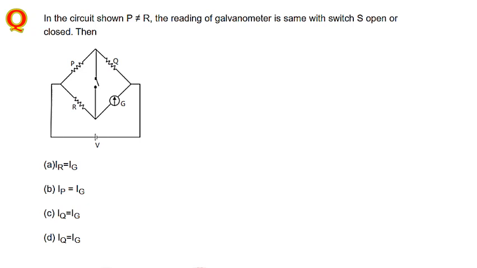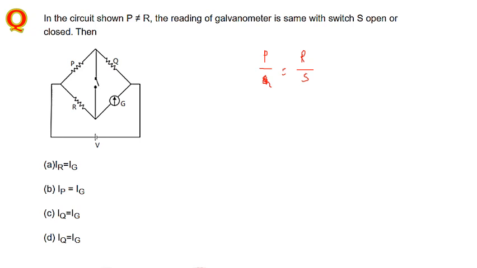In the Wheatstone bridge, what's the formula? P by Q will be equal to R divided by S. So in this case, only if the Wheatstone bridge is balanced, under that condition only are we going to have this.